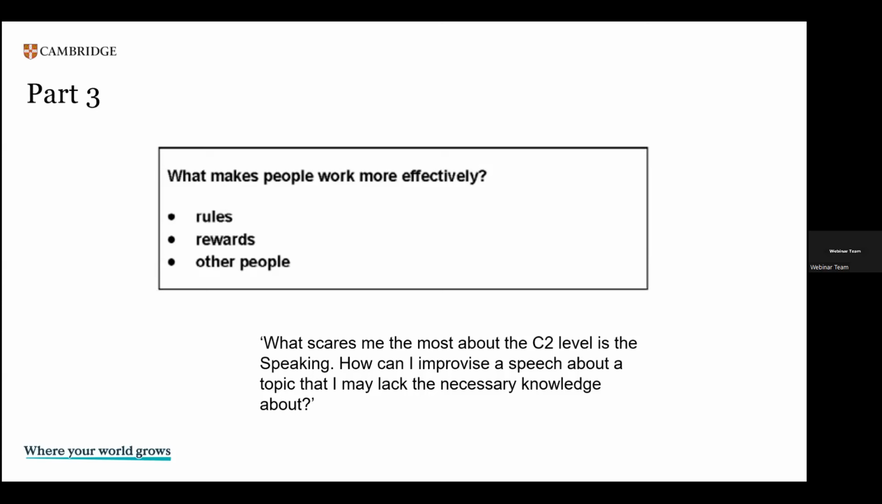So take a look at the question. You're given this question, what makes people work more effectively? It's quite a general topic. And you can approach it through these questions, through these prompts, or you can use your own ideas. Okay. The important thing is to speak for those 2 minutes. But there is always support in all parts of the test.